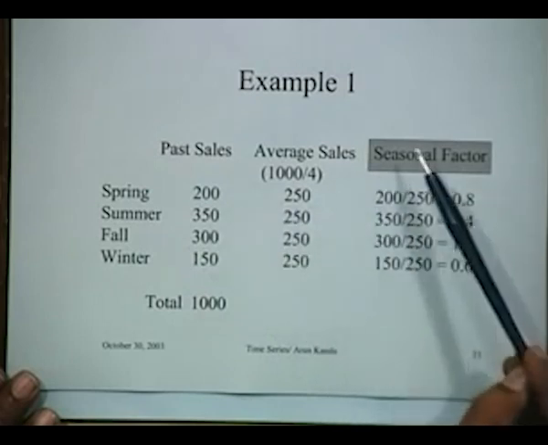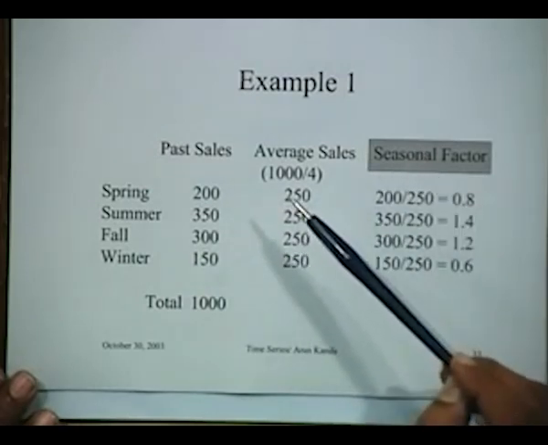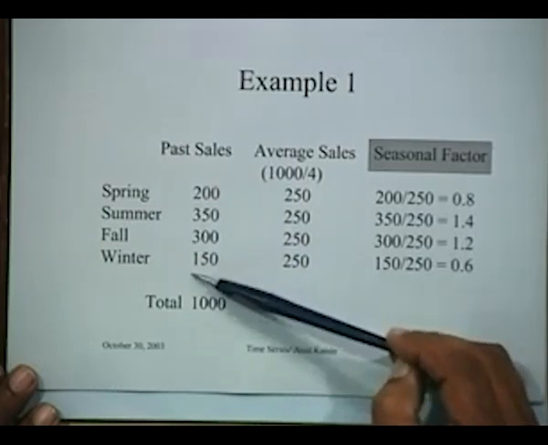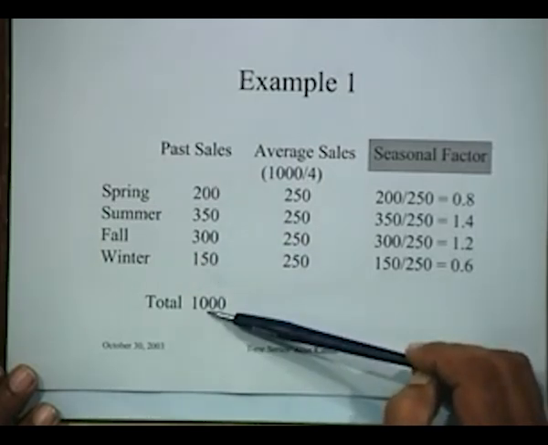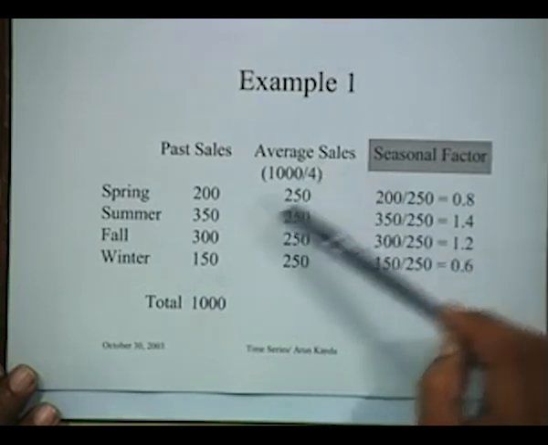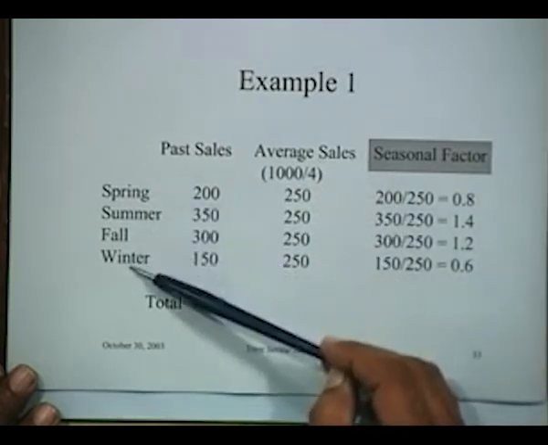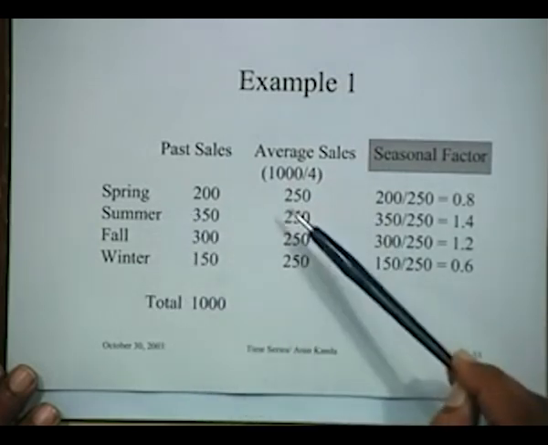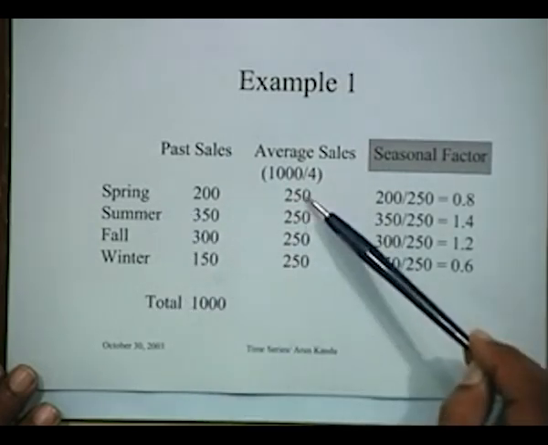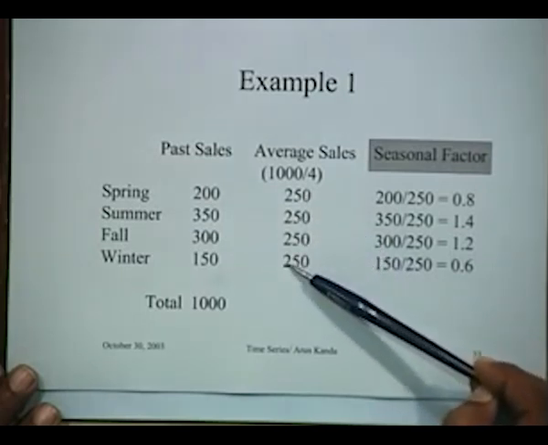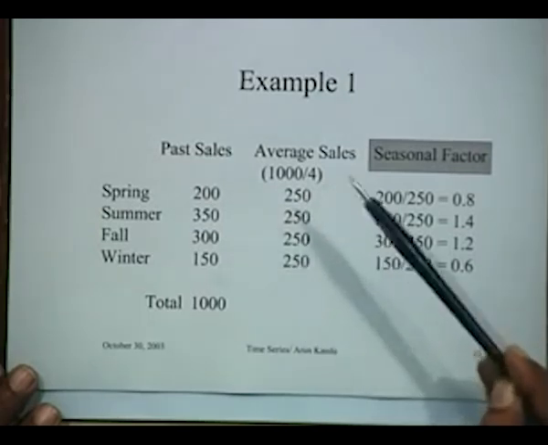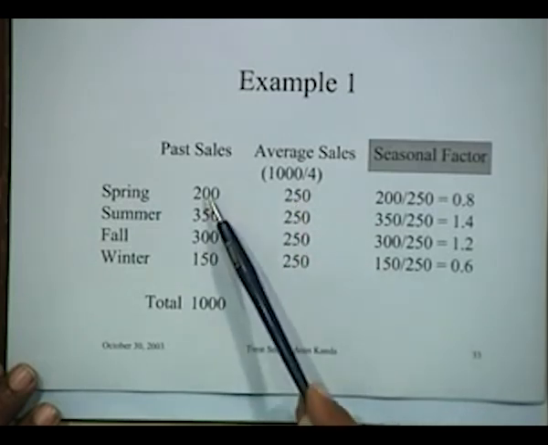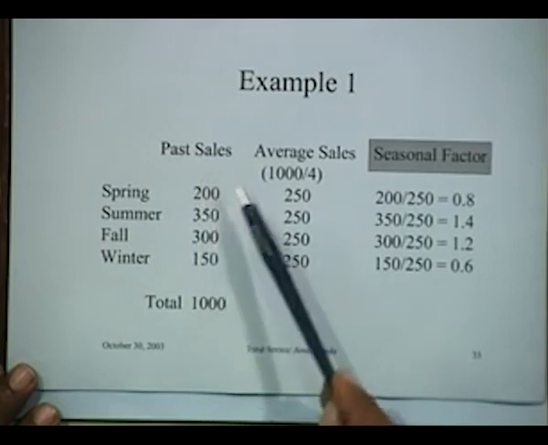From this data, let's see how we can compute the seasonality factor in this particular situation. You can see that the total demand over the year is the sum of all these values, which is 1000, right? So now the average demand for each of these quarters is 1000 divided by 4, because there are 4 quarters. So the average demand for each of these 4 quarters is 250. The basic idea is that the average demand was 250 in each quarter, yet in each quarter the demand was actually fluctuating above or below it.